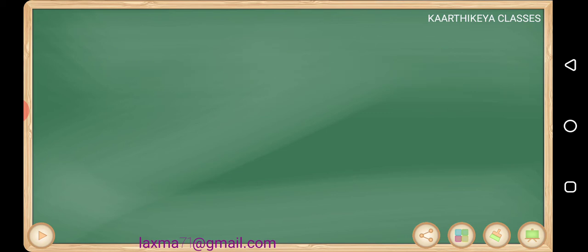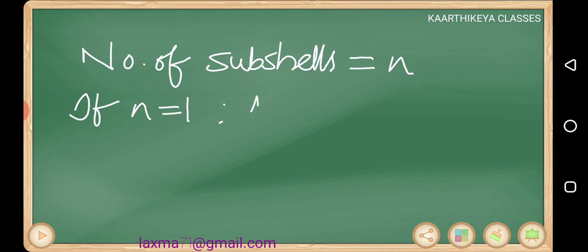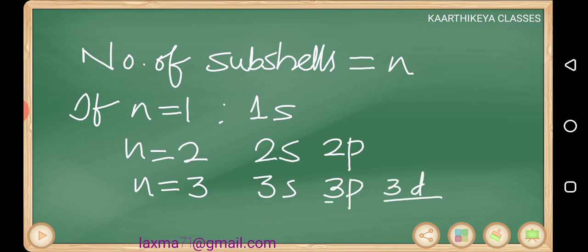What else can you say according to the principal quantum number? The number of subshells is equal to n. If n is equal to 1, there is one s orbital. If n is equal to 2, there are two types of orbitals, 2s and 2p. If n is equal to 3, there are three types, 3s, 3p, 3d. So the number of subshells is equal to n.